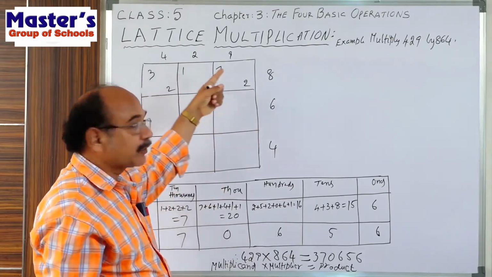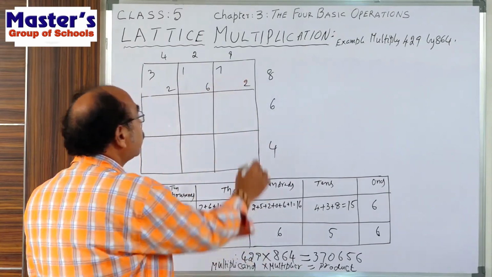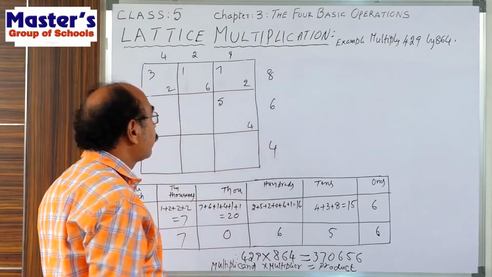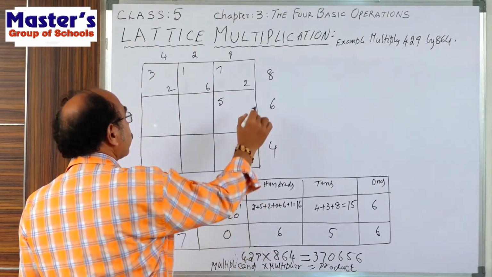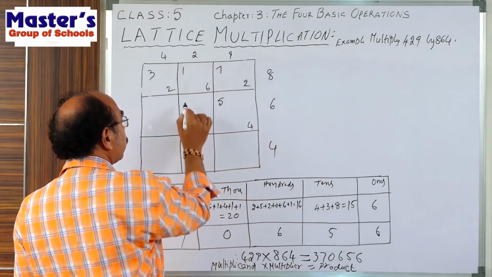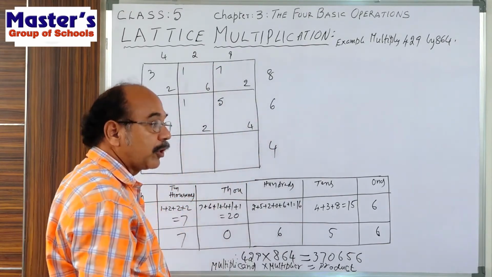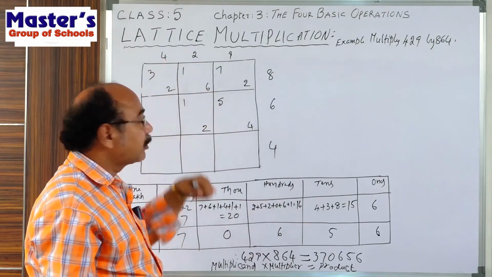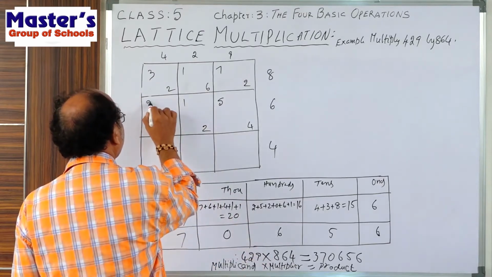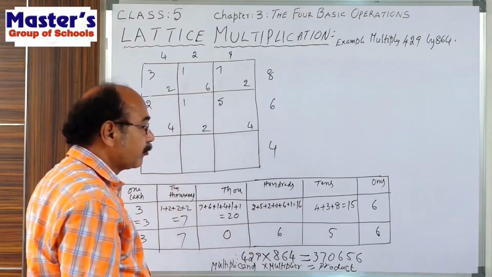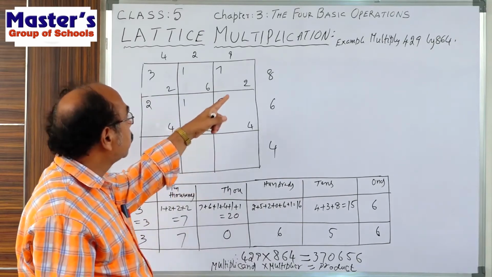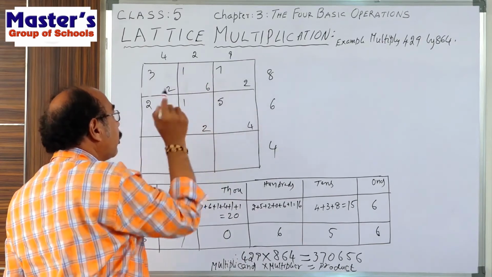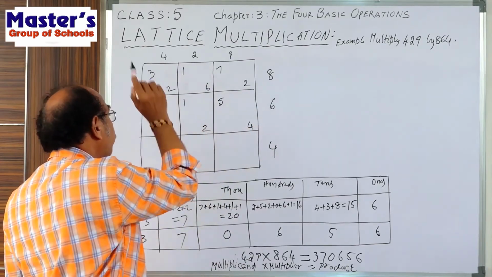Now, multiply with 6. Multiply all the digits of the first number with 6. So here, 9 6s are 54. And here, 2 into 6. 2 6s are 12. And multiply 4 into 6. 4 6s are 24. Write 2 here. Write 4. Once again see, 9 6s are 54. 2 6s are 12. And 4 6s are 24.